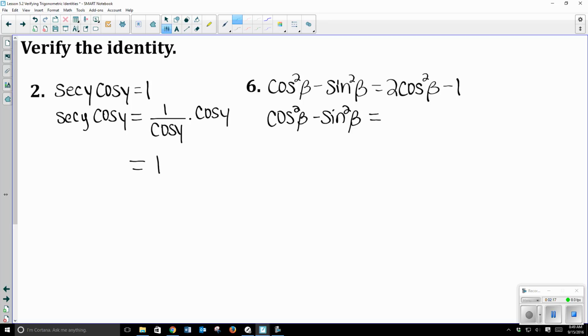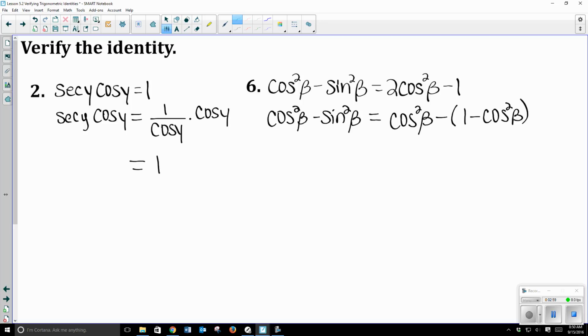But if I do that, I know from experience that's not going to help me turn that into 2 cosine squared beta minus 1. So what I next want to try is changing sine squared beta. If I change it to a form of cosine, maybe that will give me my answer. So I know that sine squared beta is equal to 1 minus cosine squared beta. Use your trigonometric identities. And see, by doing that, now I know that I have 2 cosine squares. And that's what I'm going to have to turn it into the right-hand side.